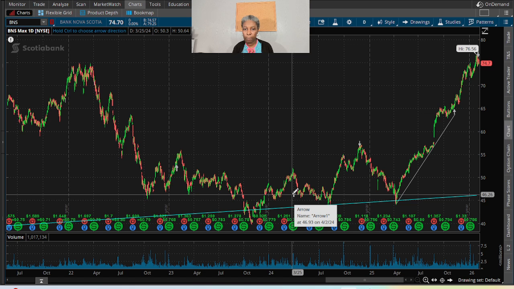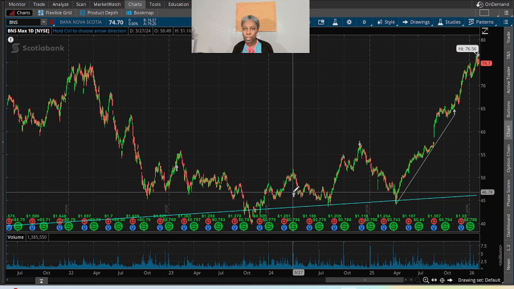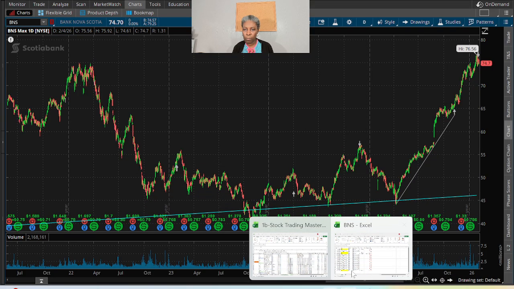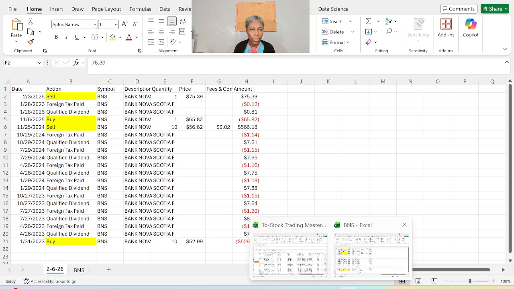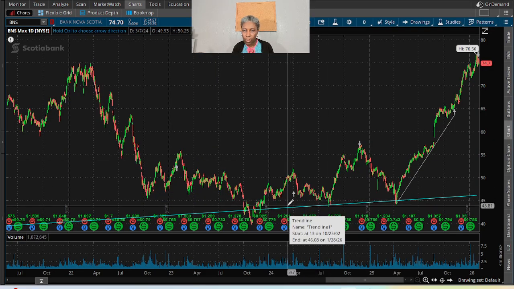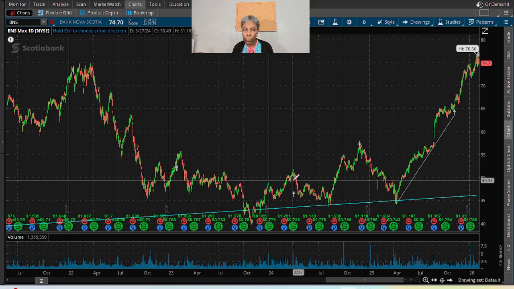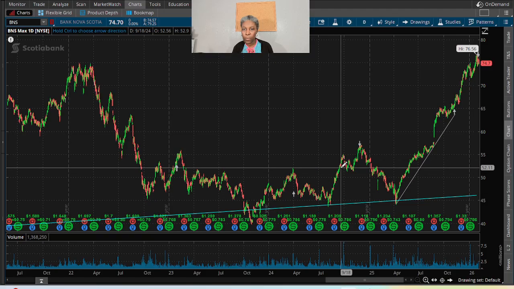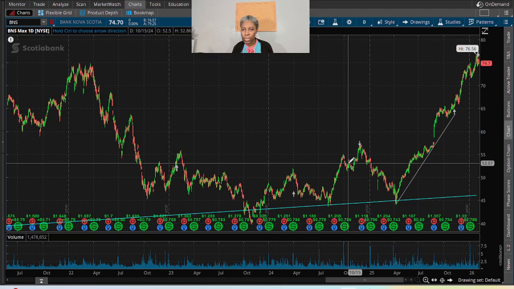I'm not sure why I have those arrows here, unless they were placed there for another account. So I'm going to find November. It'll be somewhere around November 25.